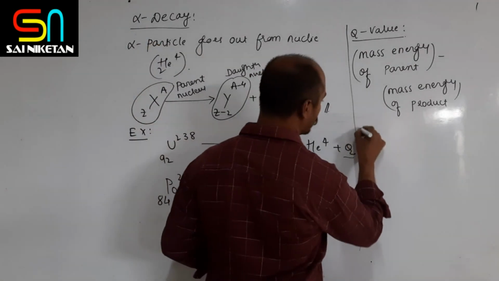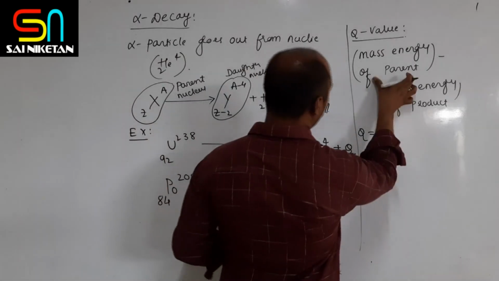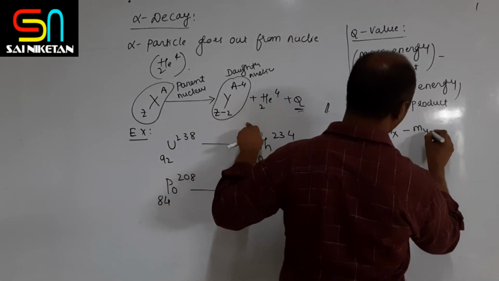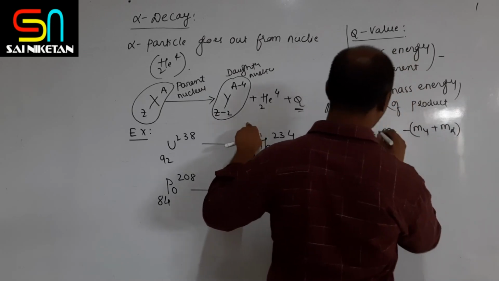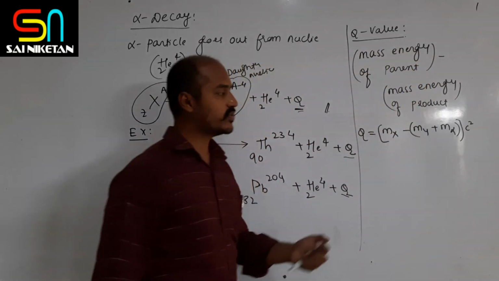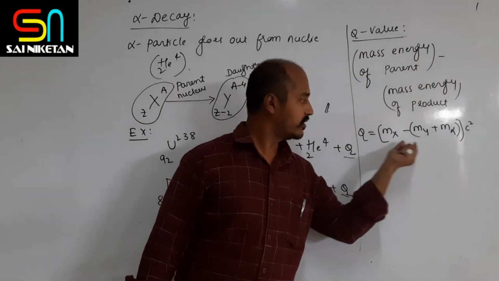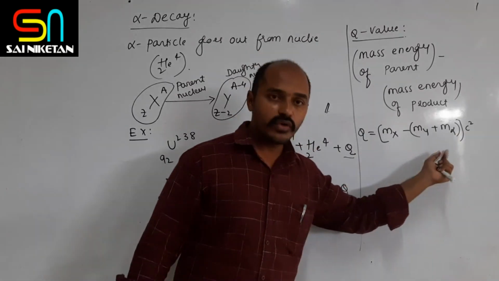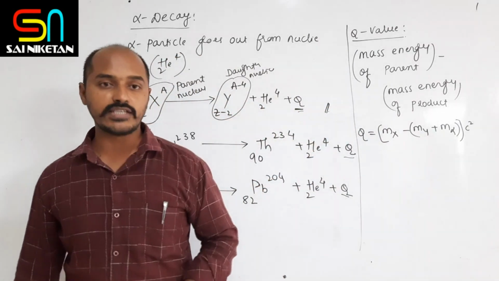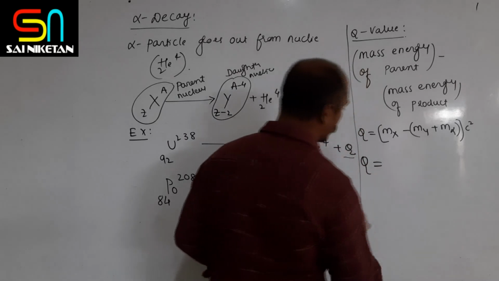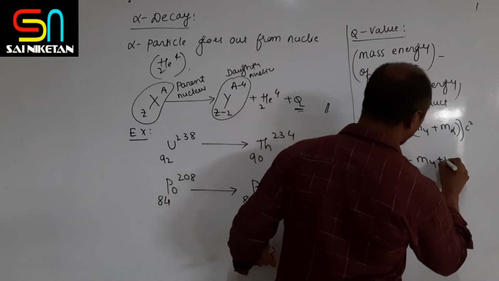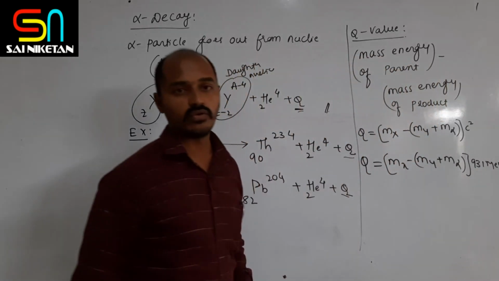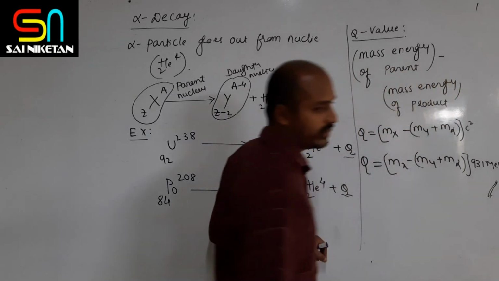So the Q value can also be written as Q equals, from this equation, the parent m x minus m y plus mass of alpha, multiplied by c square. This is Einstein's equation, m c square. So this is the mass of the parent minus the mass of the products, the mass energy we are calculating. Here c square is used when the mass is in terms of kg. If you take the mass in terms of amu, then you can write mass x minus mass y plus mass alpha, the whole multiplied by 931 MeV. So this is regarding the alpha decay.